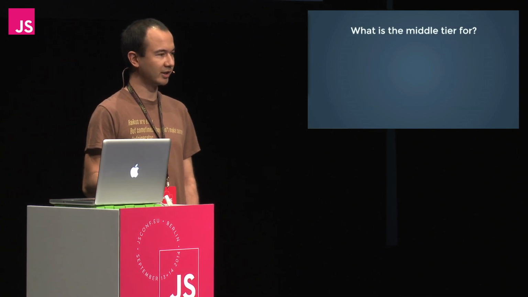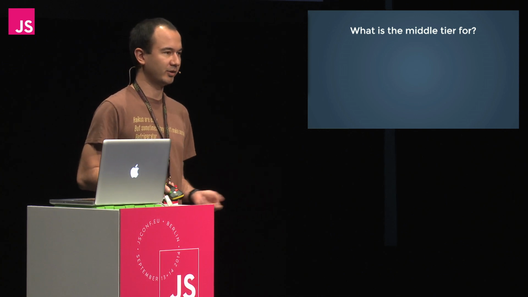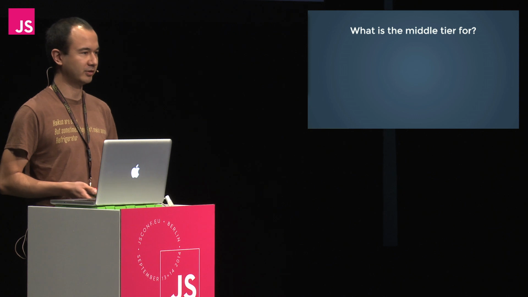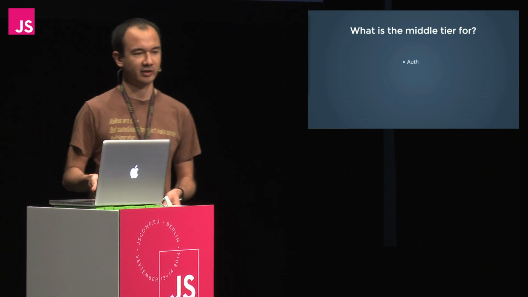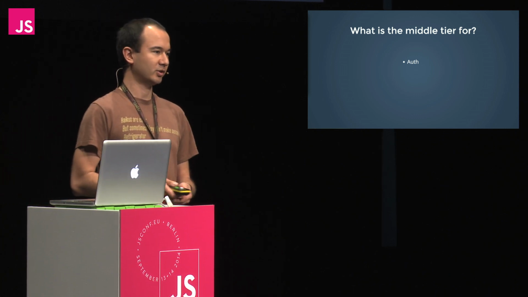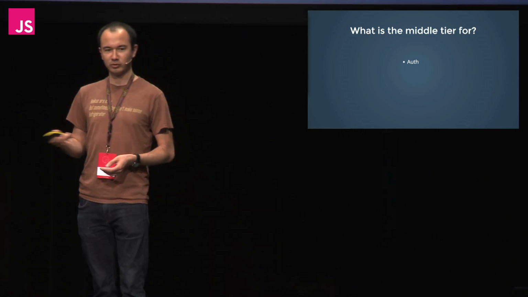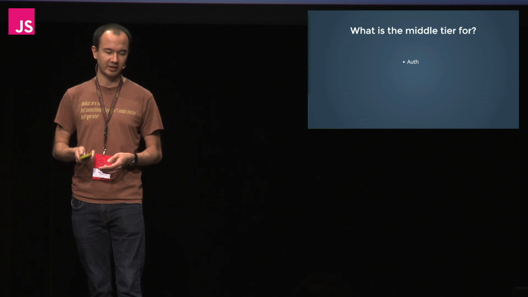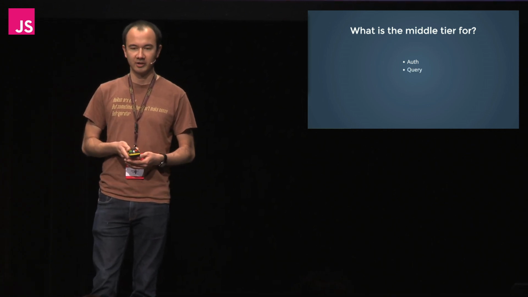Well, let's see. What do we actually need it for in the first place? Traditionally, I think I've identified three things that you would tend to do on this middle tier. The first one is auth. By that, I mean both authentication, which is knowing who the person is, and then authorization, which is determining what permissions they have in the system. Once you know that they can come in, you go, OK, great, I can query the database on their behalf and retrieve some data.